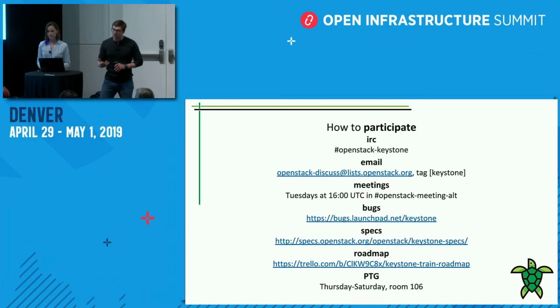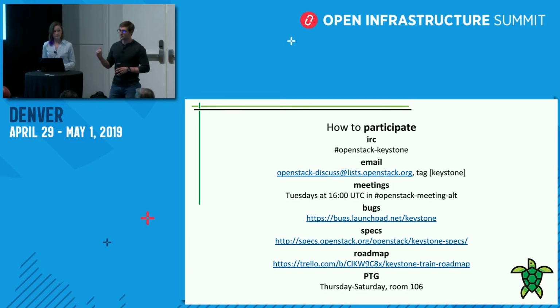So if there's anything that you've heard us talk about today that you want to get involved with, whether it's a specific initiative or just something in general, we have a number of ways for you to do so. IRC and email are great ways to get a hold of us. We also hold weekly meetings on Tuesdays in IRC. We use bugs for not only bug reports, but we also use them to track feature work. We no longer use Launchpad blueprints. We moved away from that in Stein.